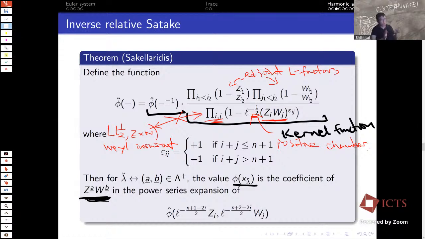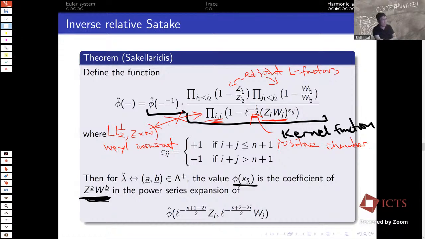This general shape carries over to all the other settings. In fact, that's what Yiannis Sakellaridis spent a lot of effort on in his paper, trying to get everything into this shape. So we see adjoint L functions, and we see some kind of local L factors with some weird sign change. And this is a feature.